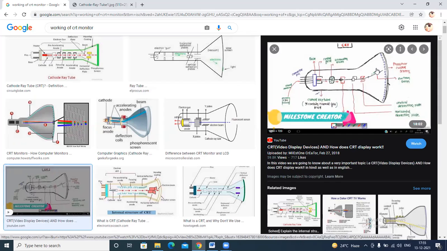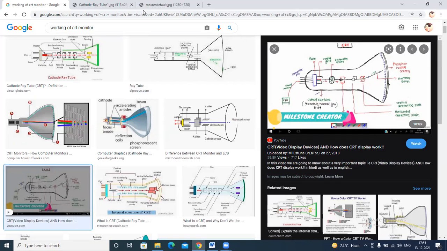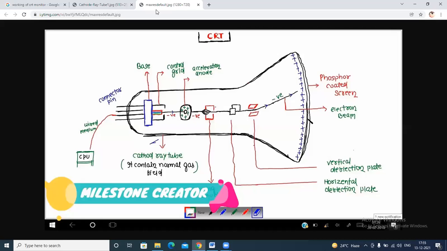Okay, I'll show you the screen. The screen you can see here, this is a clear picture of it.